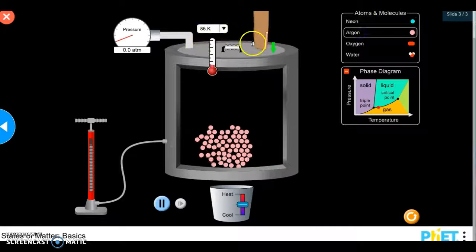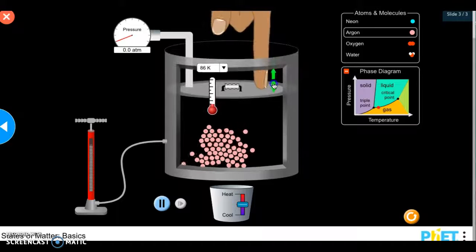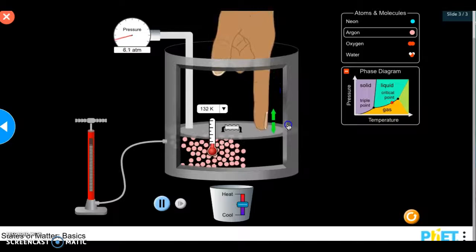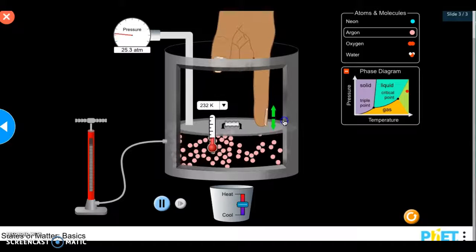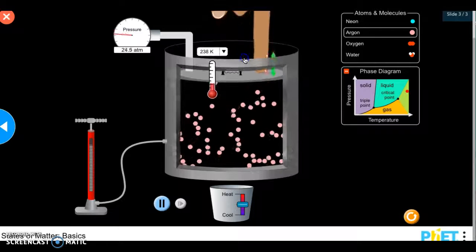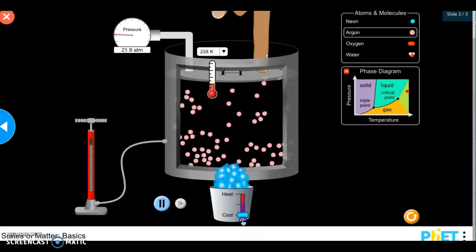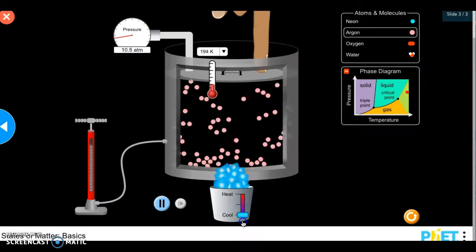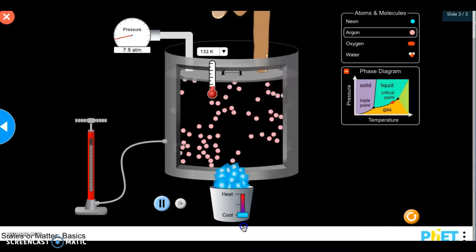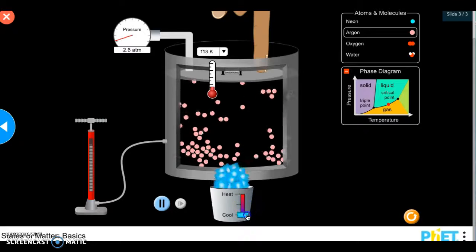Now, if we were to add some pressure to our argon molecules, let's see what would happen. They're currently at a liquid state of matter. Once again, these molecules are spreading apart, moving faster. And if I were to add some cooling, so these molecules are at a gas state of matter, and if I added some cooling to these argon molecules, they would transform from a gas state of matter to the liquid state of matter. You can see that these bonds are forming closer together.